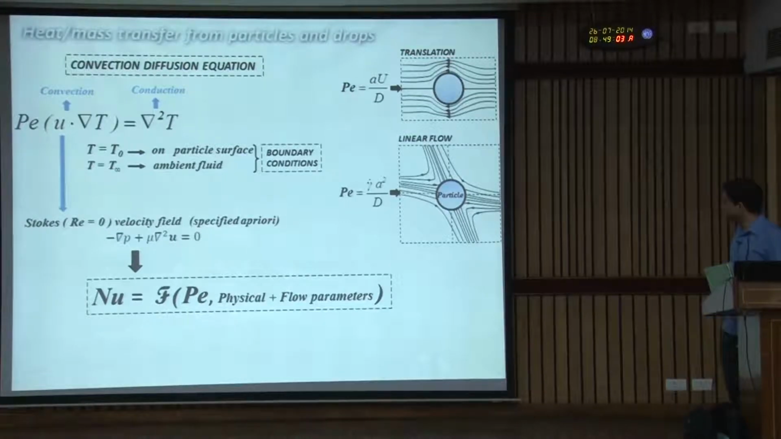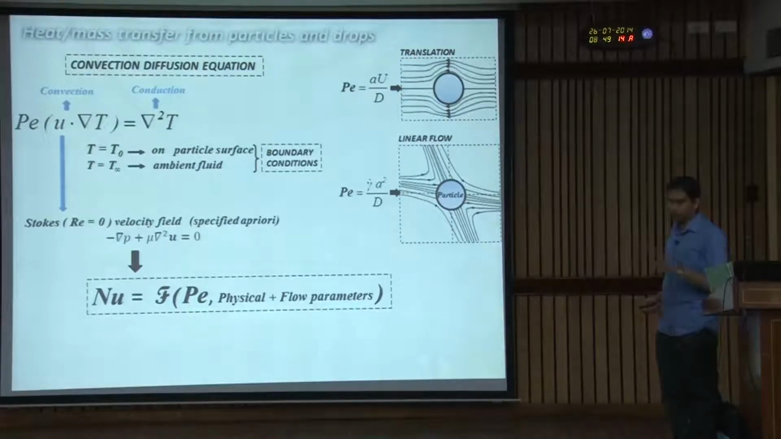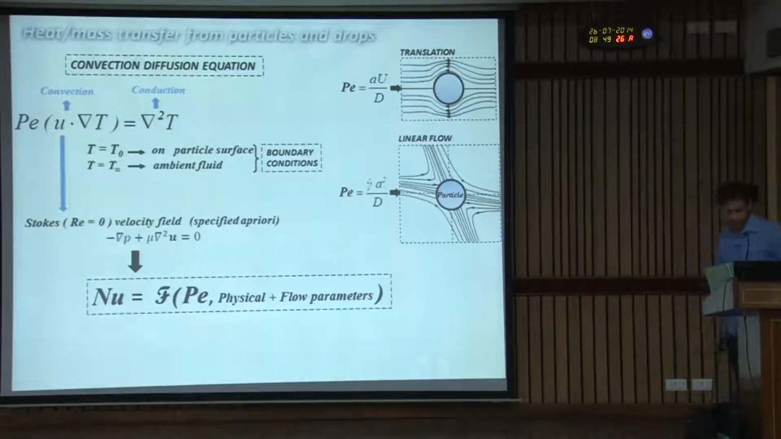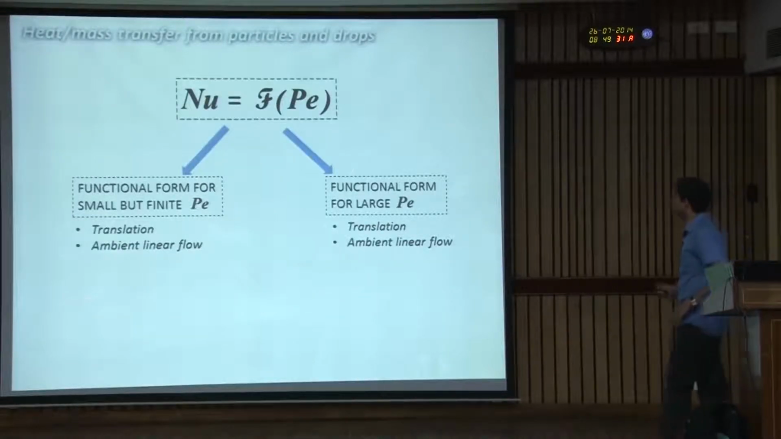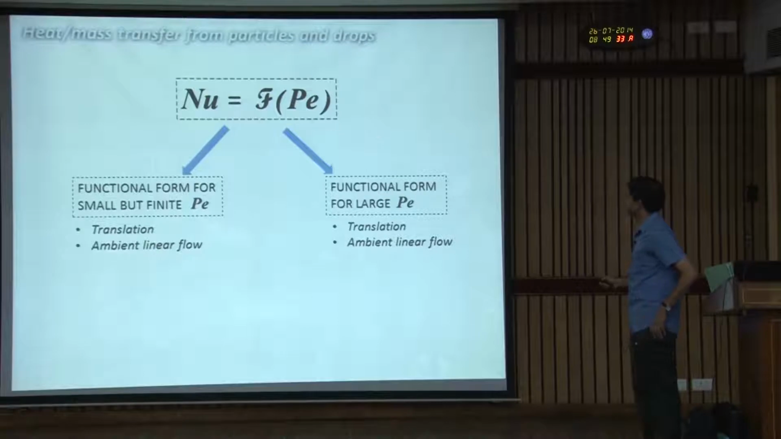So we know what the respective Peclet numbers are, and we are going to try and find what Nusselt is as a function of Peclet, and we are going to do it not numerically. We are going to do it in two asymptotic regimes. First when Peclet is small, the other when Peclet is large, and then piece the two together to see how it varies over the entire range. So that's the objective, Nusselt as a function of Peclet.